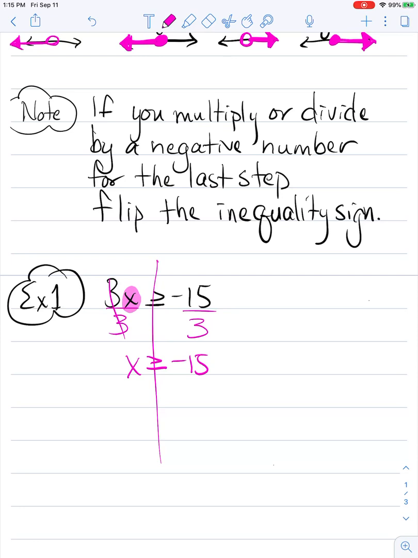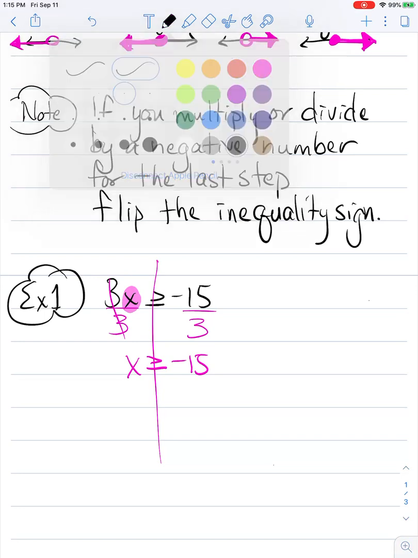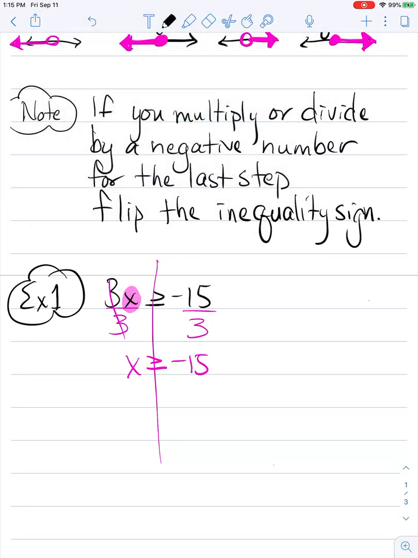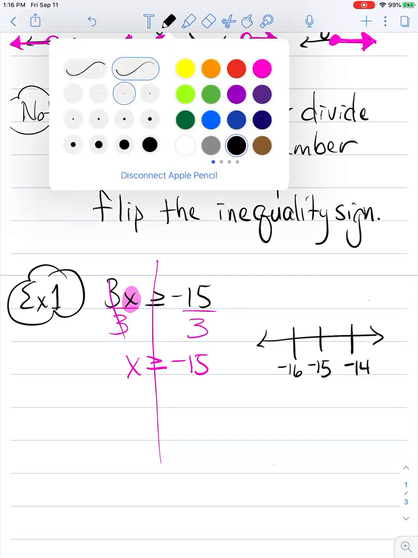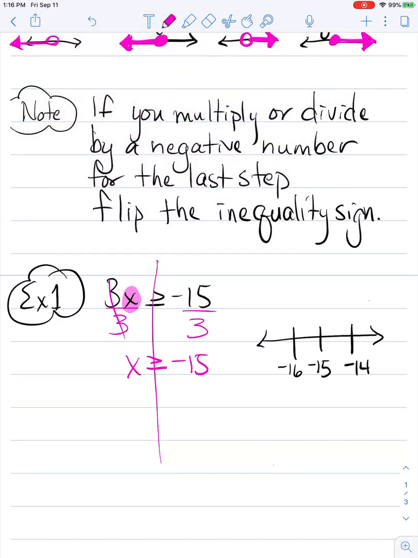Now here, did I divide by a negative number? No. Even though my answer is negative, I didn't divide by a negative number, so I don't need to flip my inequality sign. Now let's talk about how we're going to graph this. I always like 3 data points. I like to put the actual answer in the middle, one number less than, and one number greater than. And then I'm going to graph my solution.